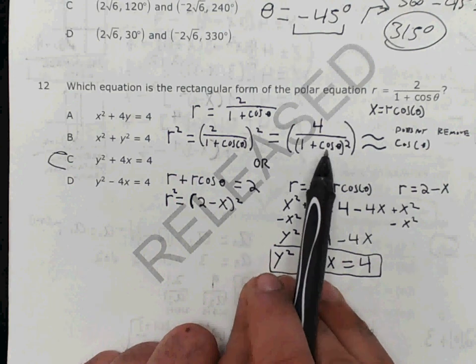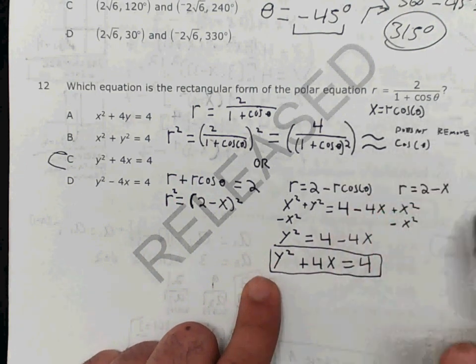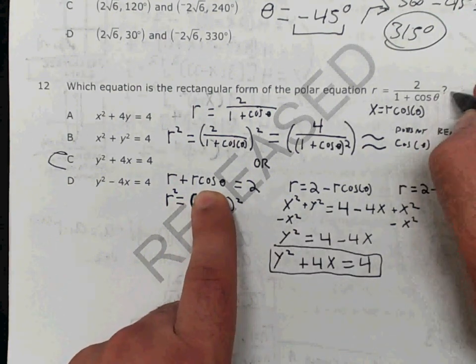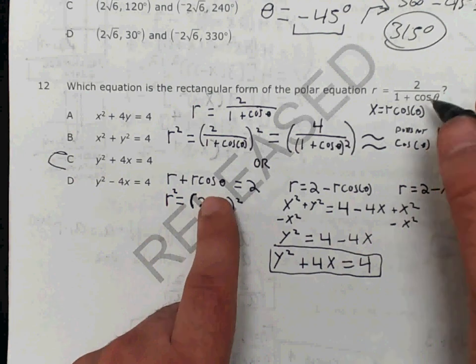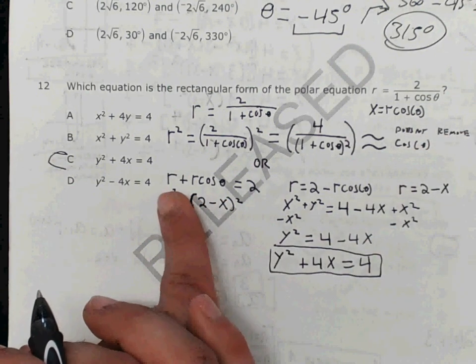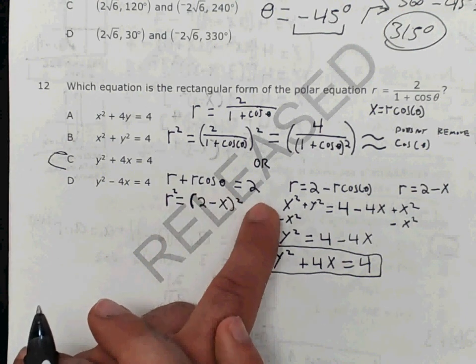But then I said, what if I multiplied each side by 1 plus the cosine of theta? Well, on the right-hand side, that would cancel out. On the left-hand side, r times 1 plus the cosine of theta became r plus r cosine of theta.